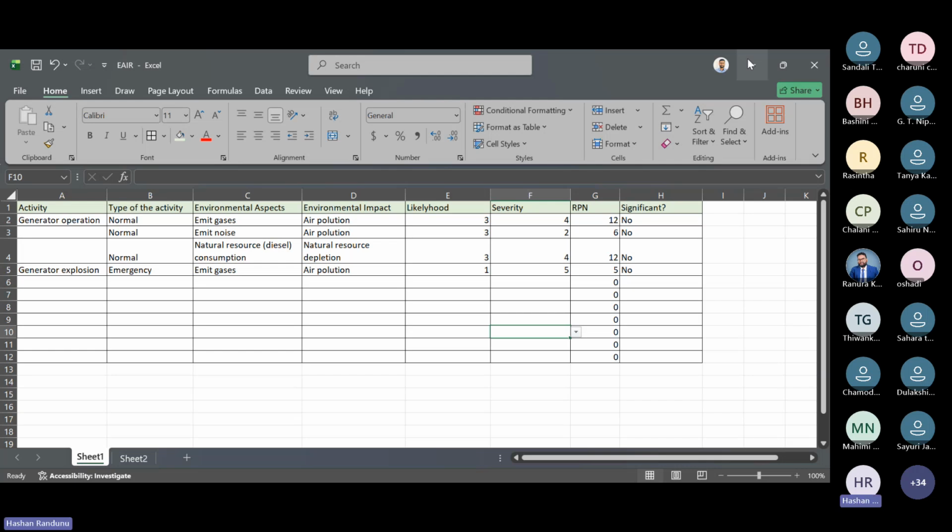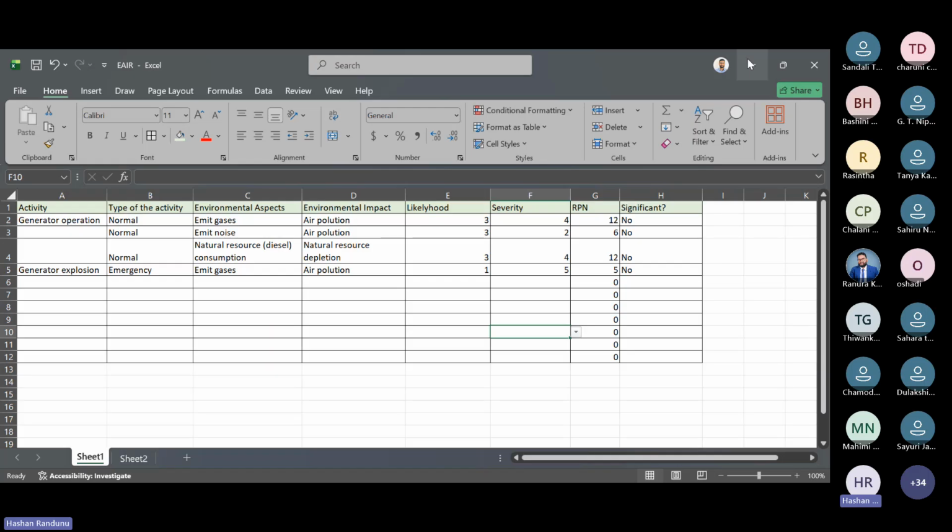Right. Anne has shared her work. But the thing is, she has identified laboratory bench work as an activity, and it is a normal activity, and environmental aspects, chemical and biological waste generation, and environmental impact, water and soil pollution. So likelihood is 4 and severity is 5. So then she has identified that as a significant environmental aspect.